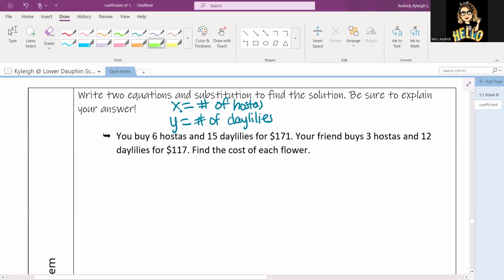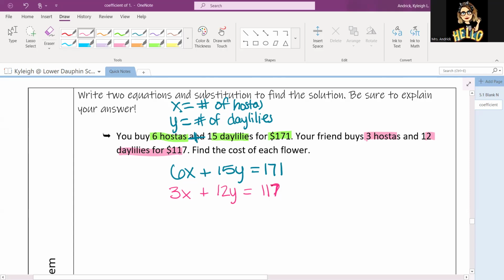Our first sentence says we buy 6 hostas, 15 daylilies for 171. So that's one equation. So we're going to write 6x. The word and tells me to add. Daylilies is y, so 15y equals 171. My other equation is this sentence. 3 hostas, 12 daylilies for 117. So that's 3x plus 12y equals 117.